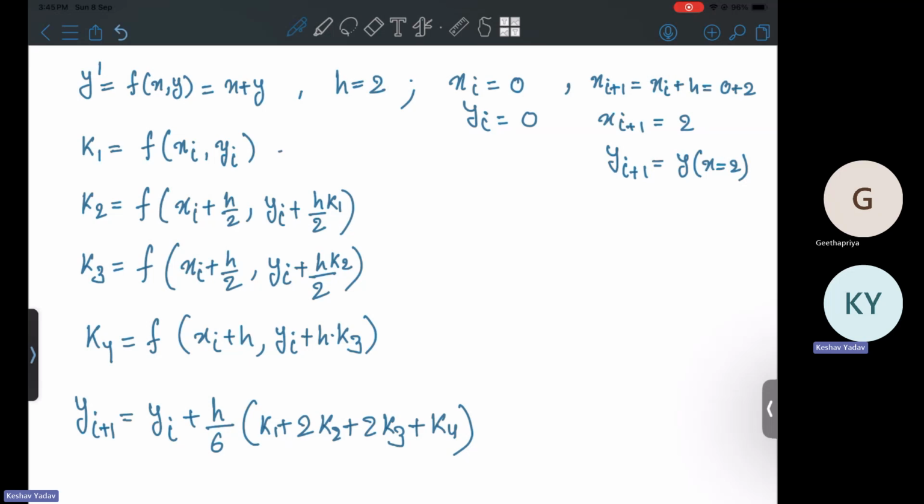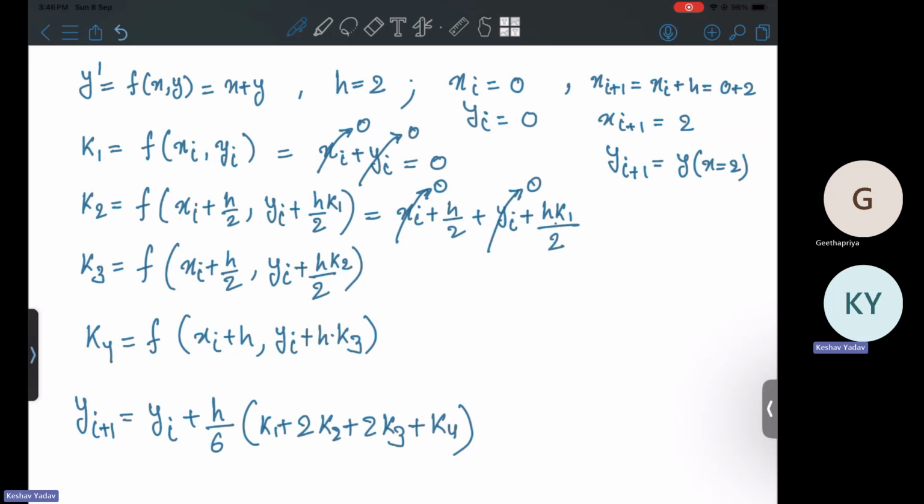Okay. So from here, k1 will be what? Xi plus yi. Okay. This will be what? Xi is 0 and yi is also 0. So this will be 0. Now here, this will be xi plus h by 2 plus yi plus hk1 divided by 2. So this value is 0. This value is 0. K1 is 0. So this will be equal to h by 2. That will be 2 by 2, which means 1. So K2 is 1.